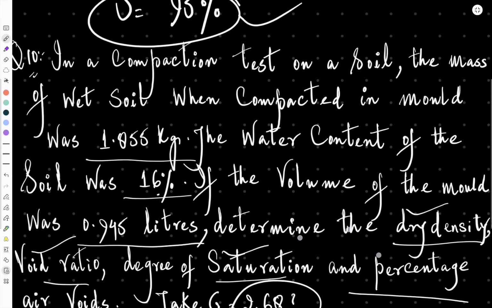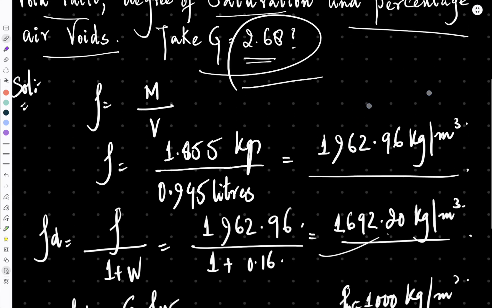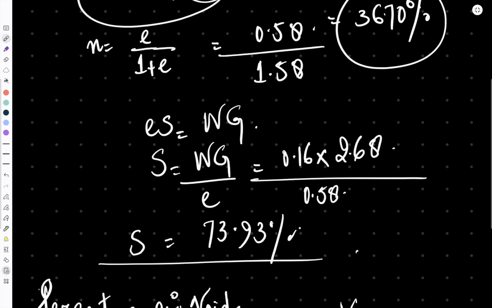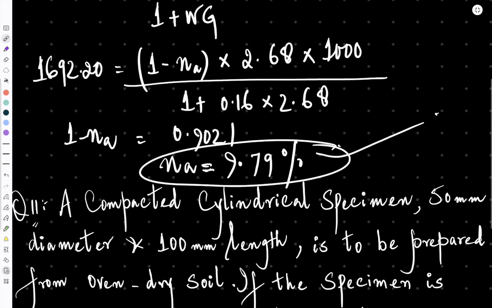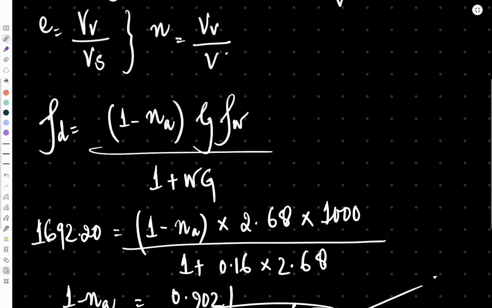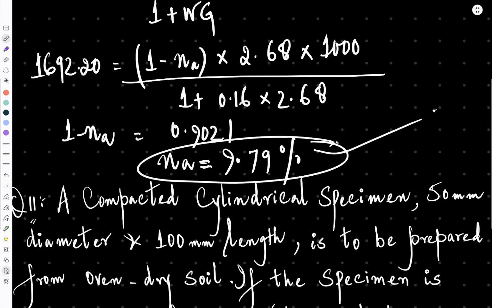We did find all of the values: dry density, void ratio, degree of saturation, and percentage air voids. Percentage air voids came equivalent to 9.79%. This was a typical question of weight-volume relationships, and the data was as per a compaction test that was conducted on a soil sample. Very interesting. Let's move on to the next one.